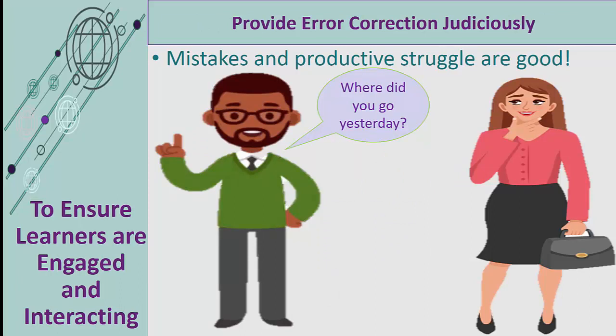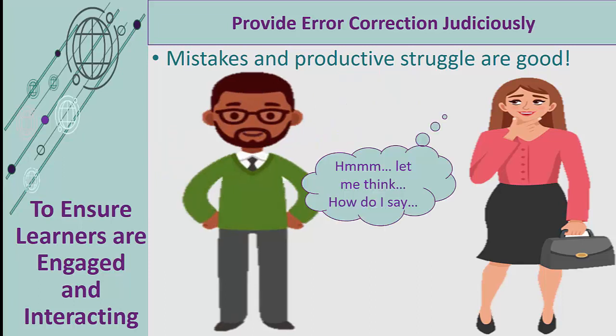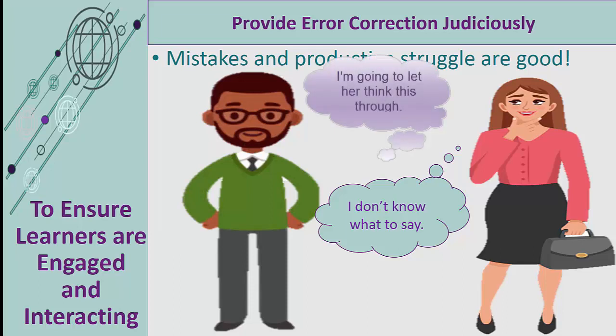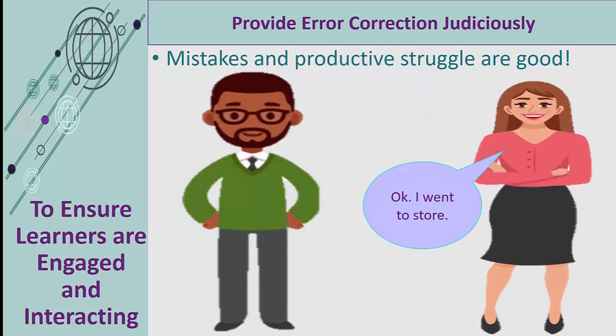A final way that teachers encourage student engagement and interaction is by not overdoing the error correction, but instead providing corrective feedback in a judicious manner. Effective teachers know that making mistakes is a natural and necessary part of language learning, and they make it clear to students that they should feel comfortable making them. They also know that it is important for learners to engage in productive struggle, where the learners actively monitor their own language, notice communication breakdowns, and work to figure things out. It is not always useful for the teacher to give the right answer.